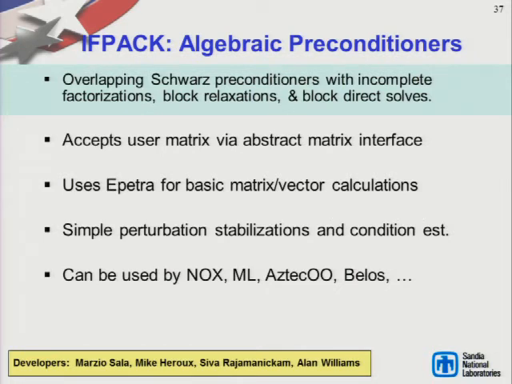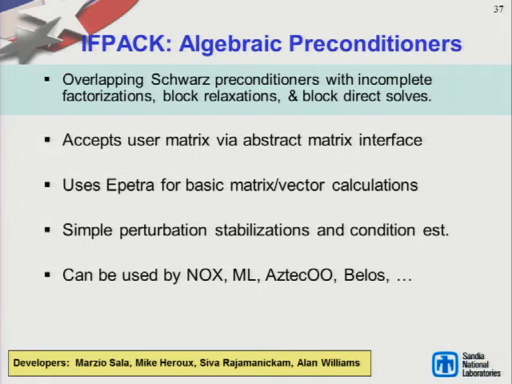Ifpack is our algebraic preconditioning. So it has two key sets of operations. First is Schwarz preconditioners, providing an arbitrary Schwarz framework to allow us to do, say, overlapping methods on each core, or overlapping methods between nodes on a multi-core CPU. And we add that with effectively your standard fixed point method. So there's incomplete factorizations, both of the ILU and ILUT variety. Relaxation, like a Jacobi or a Gauss-Seidel or a Chebyshev iteration, both in point and block form. And then also it's got some capability for block direct solves as well.